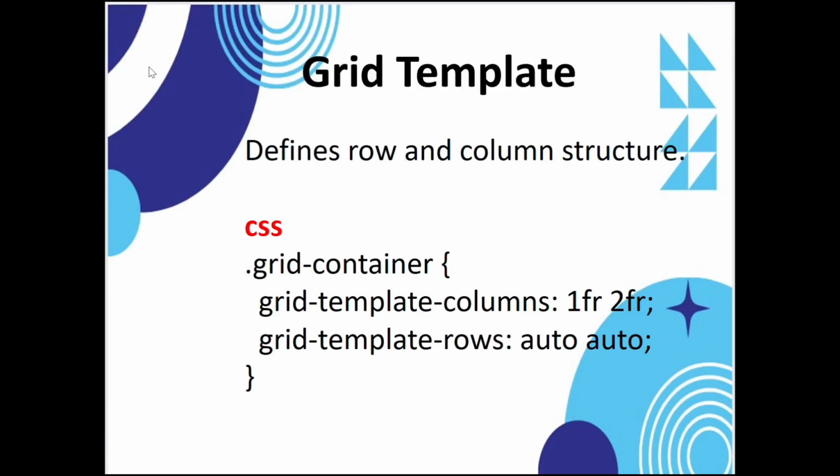We have taken grid-template-columns as 1fr and 2fr, and grid-template-rows as auto and auto, which means 2 columns. The second is twice as wide as the first. Rows adjust the height automatically. 3 green cells are placed within this layout.